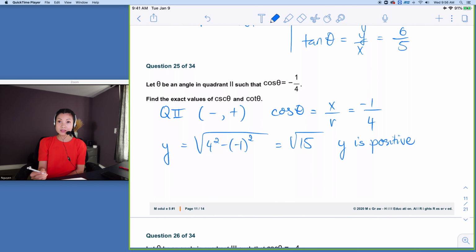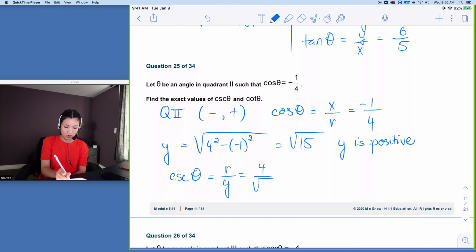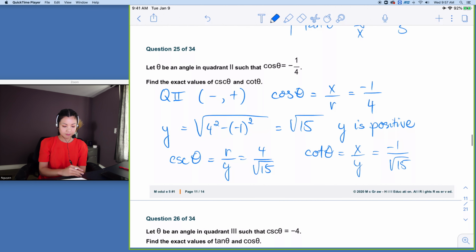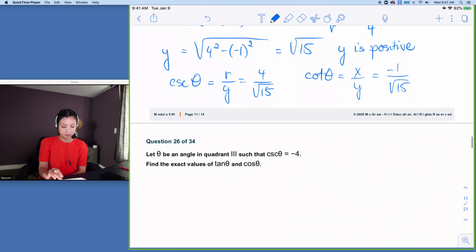So y is positive. So now what they're looking for, cosecant, is r over y. So it's going to be 4 over square root of 15. You definitely can rationalize it. And then they're looking for cotangent. Cotangent is x over y, which is negative 1 over square root of 15. Okay. All right, moving on to the next one.